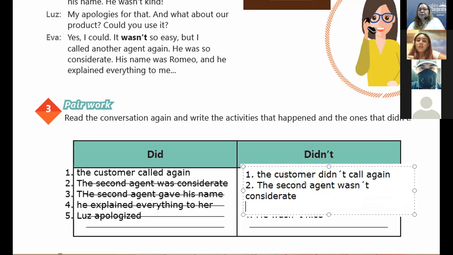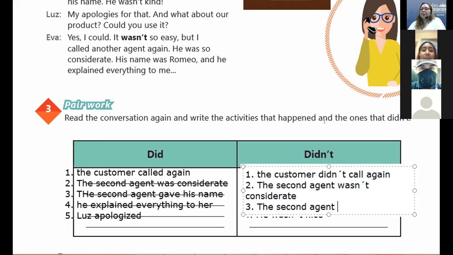Number three. Let's transform number three, guys. The second agent gave his name. The second agent gave. Okay, gave sería el afirmativo, Giovanni. Ahora, en negativo, ¿cómo sería? El verbo en presente es give. Okay, el verbo en presente es give. El verbo en pasado es gave.